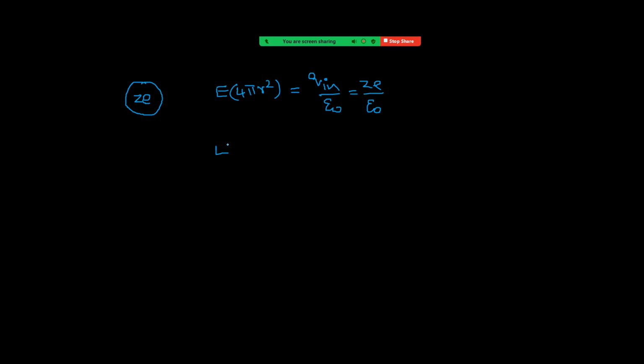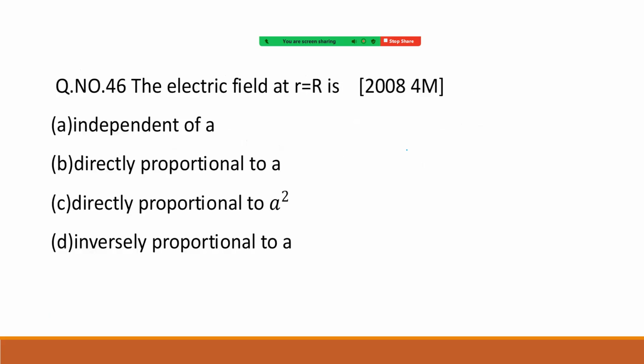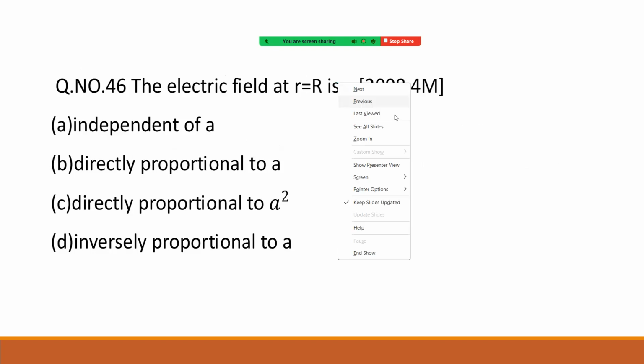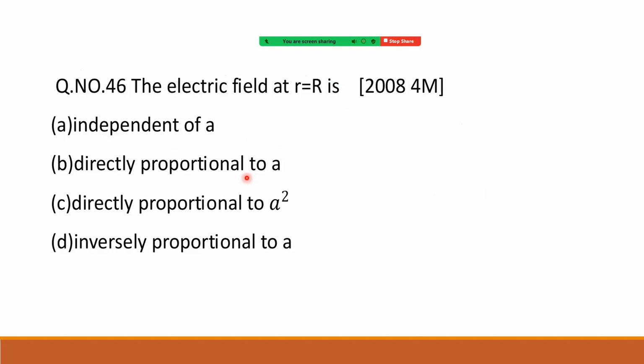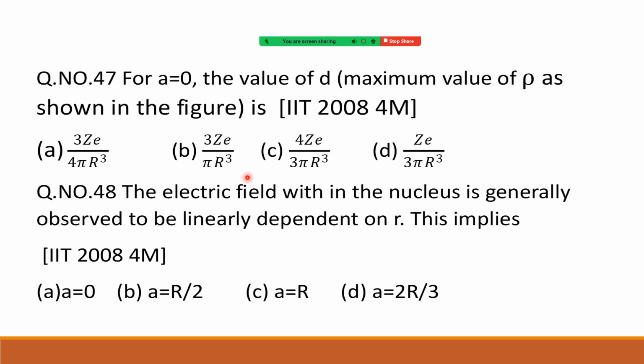Therefore, E value, how much? It is equal to 1 by 4 pi r square into Z by epsilon naught. Since we are taking r equal to R, here r equal to capital R. So this is not depending on A. It is a very simple, direct one. See next one.